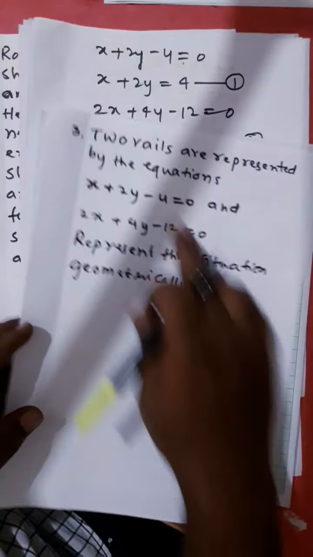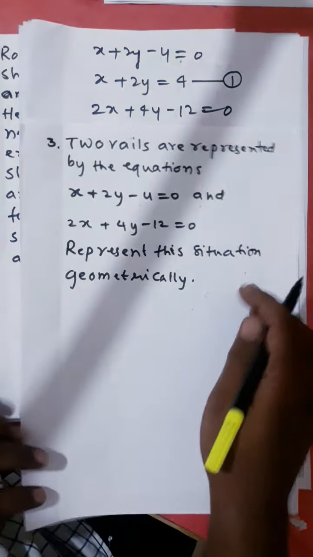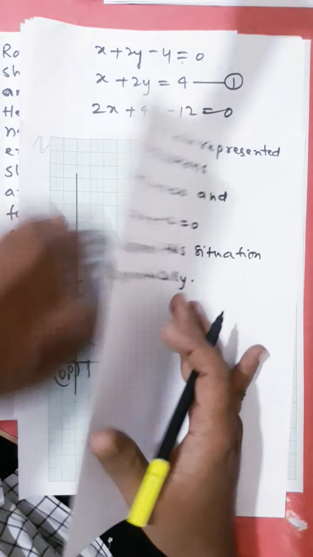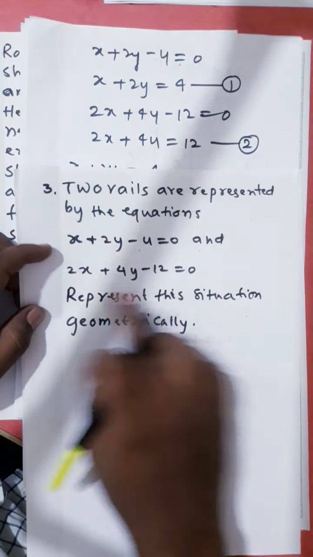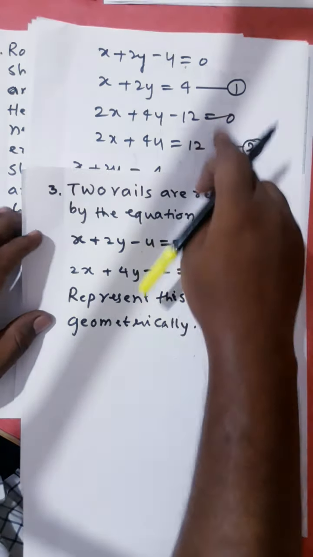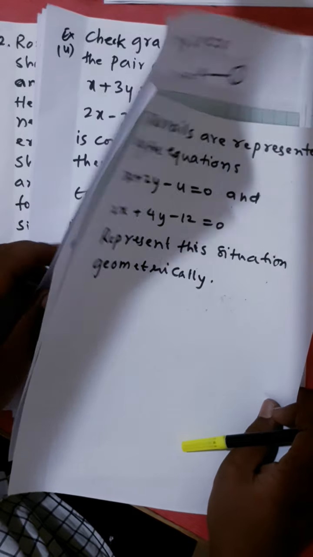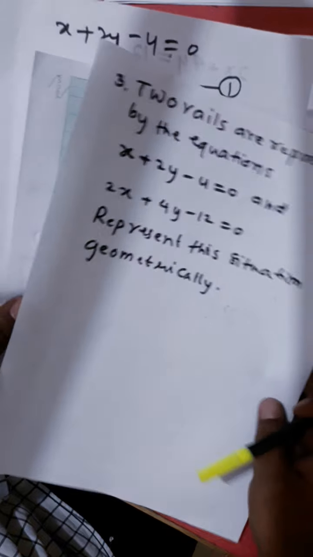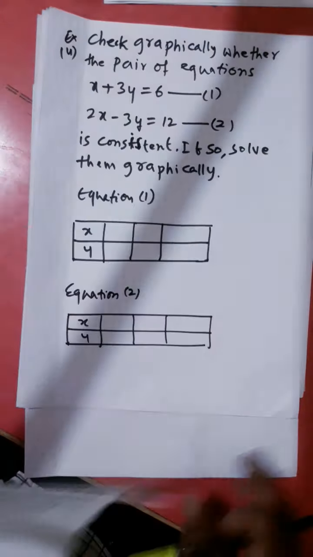Two rails are represented by two equations, and for this we got two parallel lines: x plus 2y is equal to 4, and the other equation is 2x plus 4y is equal to 12. For these two equations we got parallel lines. In this video, what we are going to discuss is the importance of these three cases.